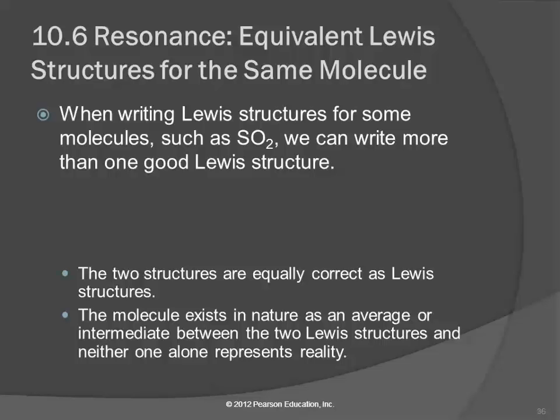Sometimes when we write Lewis structures for molecules like SO2, we end up with more than one structure. And that's what happened when you were drawing that in your lab. So let's look at this. For SO2, we'll put the sulfur in the middle and the oxygens on each side because that'll make it symmetrical.